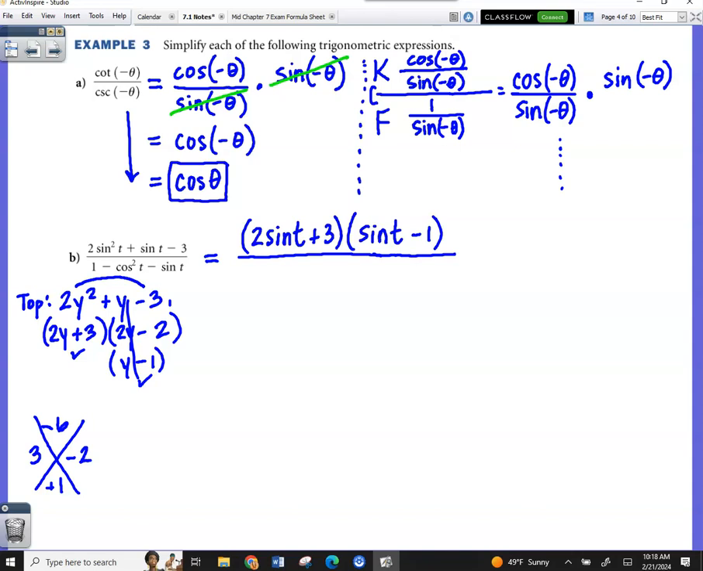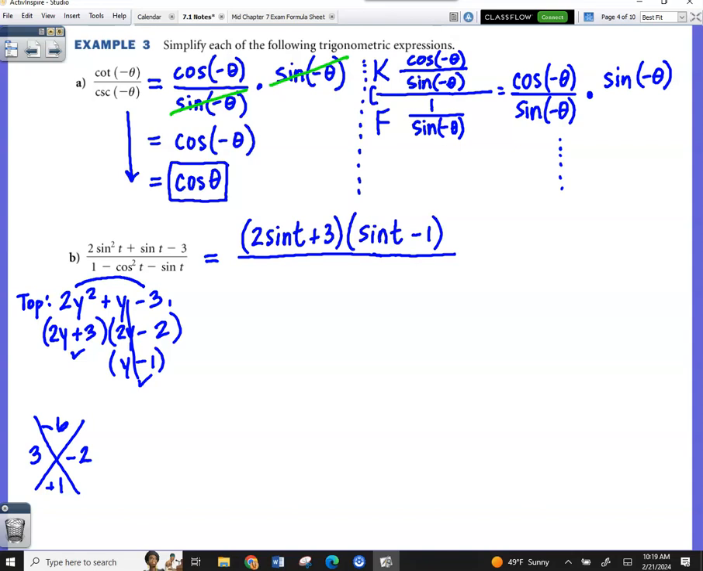Now the bottom has 2 different variables in it, so there's something different going on in the bottom. Here's where we are puzzle problem solvers. You're going to need your formula sheet. The fact that there are 2 different variables here is your indication this is not a traditional factor problem. We've got to get creative. We've got 1 minus cosine squared minus sine.